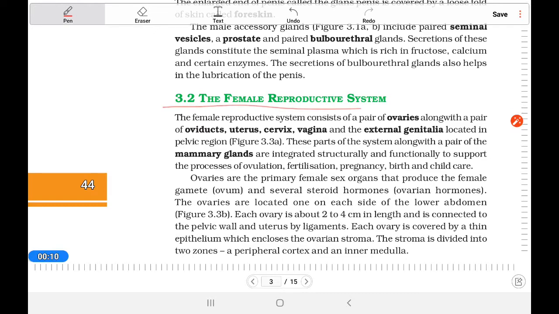In the female reproductive system, it consists of a pair of ovaries, oviduct, uterus, cervix, vagina, and the external genitalia along with the mammary gland. Okay, we will discuss at first the anatomy of it.